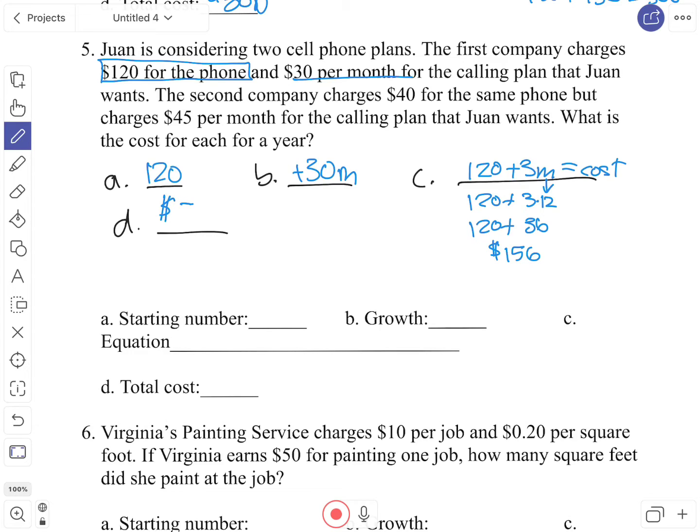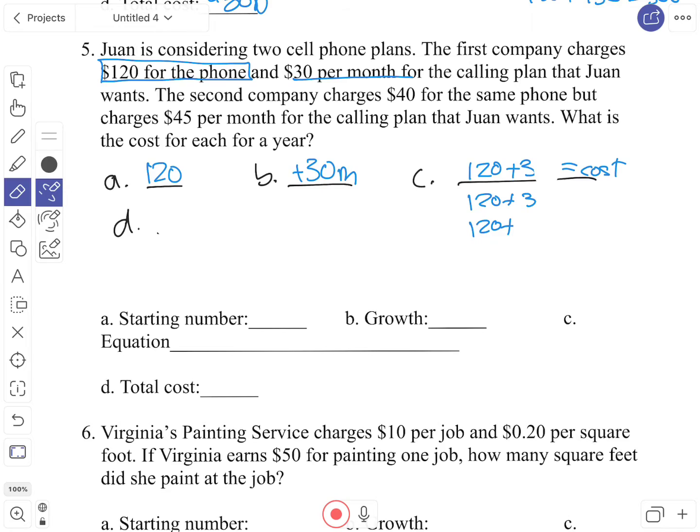Oh, that's 30, not 3. I was like, something's not right here. It should be more expensive. That's because I didn't write my equation correctly. 30m. There we go. So it would be 30 times 12, which is 360, plus the 120 would be $480.